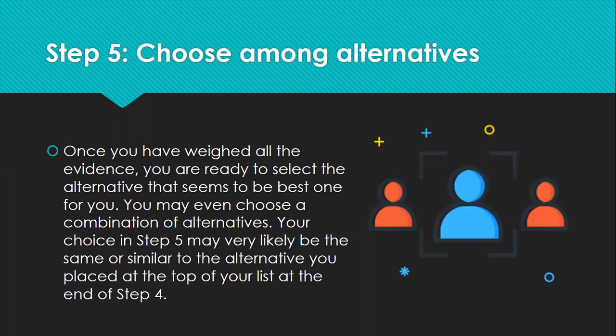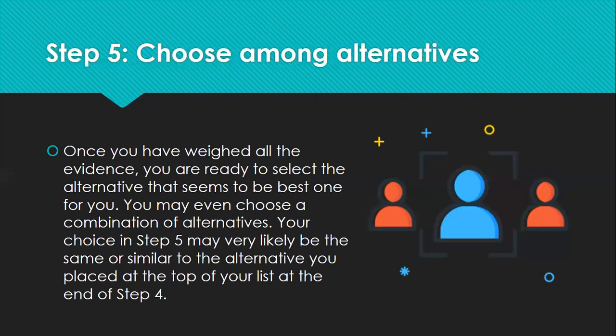Step five, choose among alternatives. Once you have weighed all the evidence, you are ready to select the alternative that seems to be the best one for you. You may even choose a combination of alternatives. Your choice in step five may very likely be the same or similar to the alternative you placed on the top of your list at the end of step four.